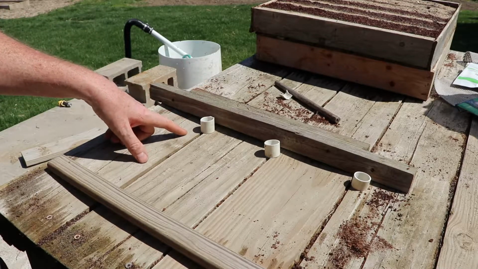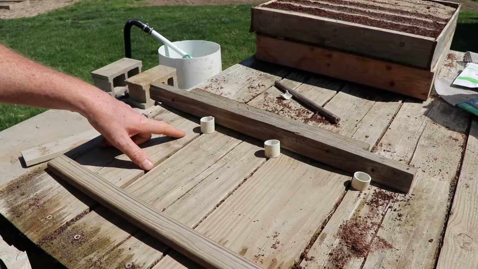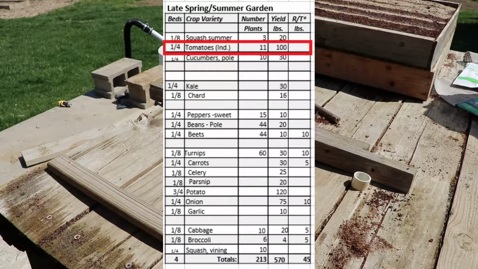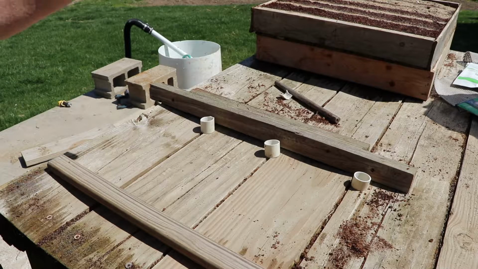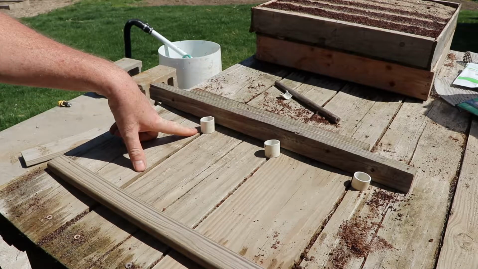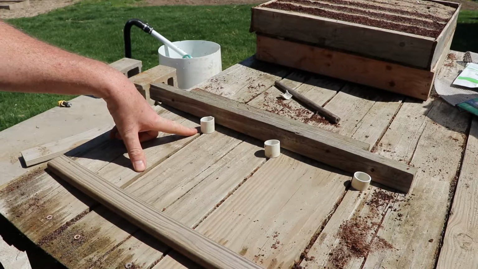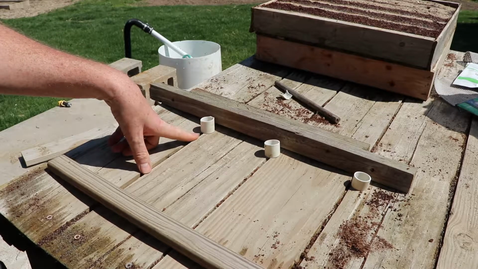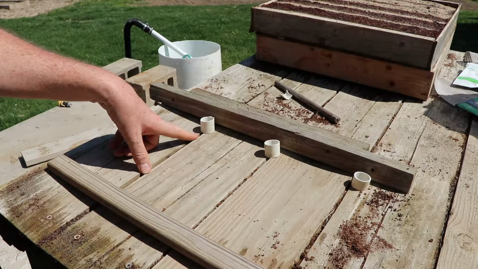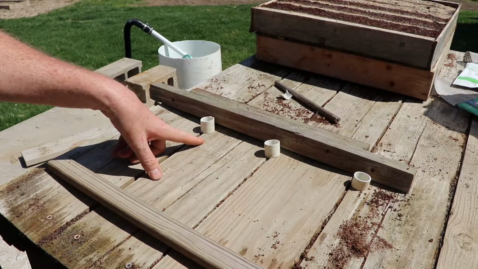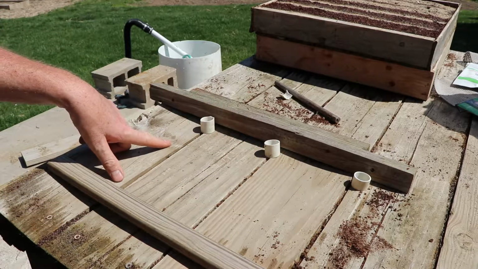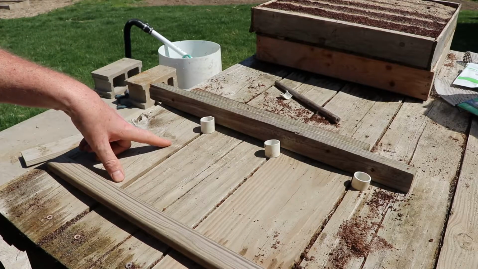If you have a known number of feet that you need to plant in your garden, and I'm going to use the sample garden plan as an example, we're going to plant a quarter row of tomatoes. A quarter row is 7.5 feet. 7.5 feet times 12 for the number of inches in a foot gives us 90 inches. Tomatoes are planted 9 inches apart. Divide 90 by 9 and you come up with 10.